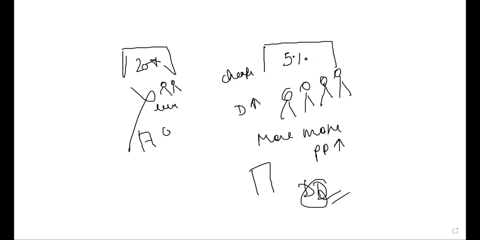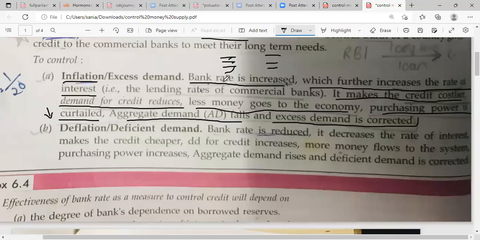Now just check it. See, here the bank rate is reduced, over there the bank rate is increased. Here it decreases the rate of interest, there it increases the rate of interest. Because when you increase it, your credit becomes costlier, but now it makes the credit cheaper. Demand for credit increases. More money flows in the economy, or more money goes to the economy, same thing. Purchasing power increases, aggregate demand rises, and deficit demand is corrected. Clear?